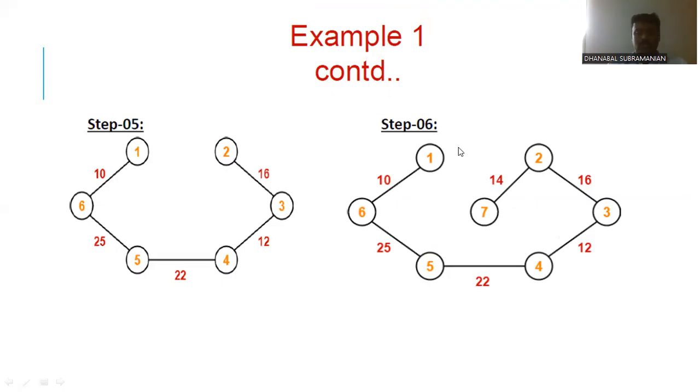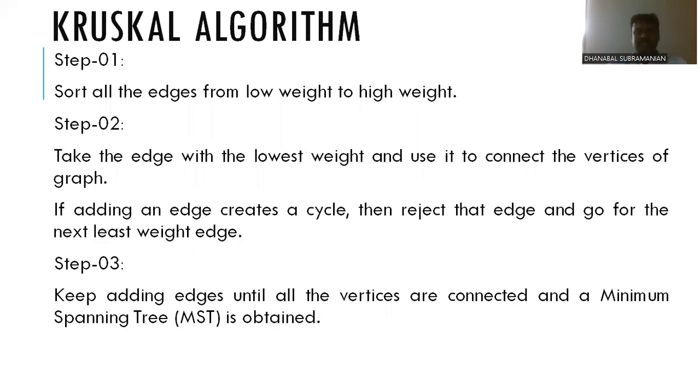Then how to calculate the minimum cost value: 1 to 6 is 10, plus 25, plus 22, plus 12 from 4 to 3, plus 16, plus 14. That is the total edge cost value from the source to the destination using Prim's algorithm. The next one is Kruskal's algorithm.